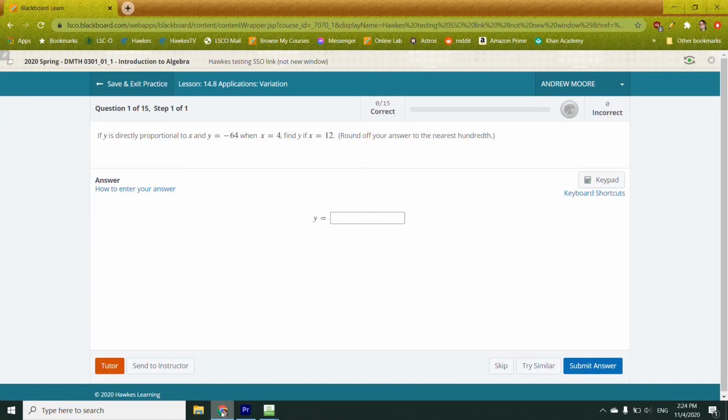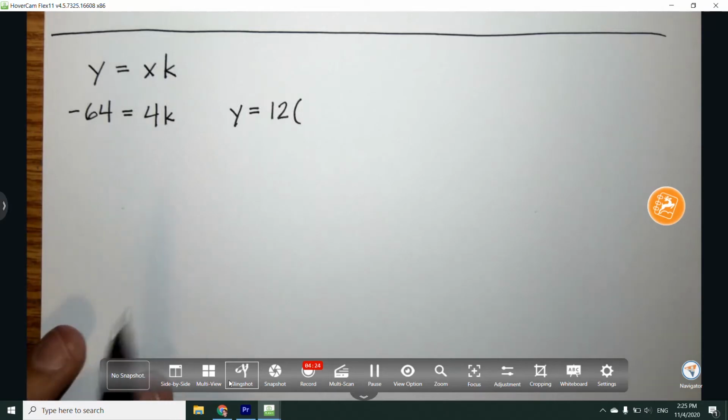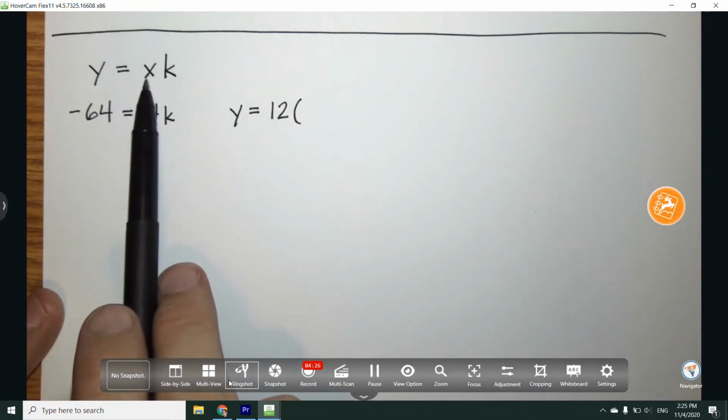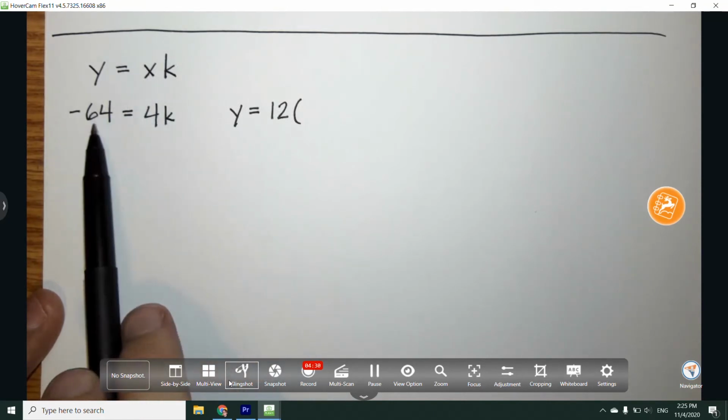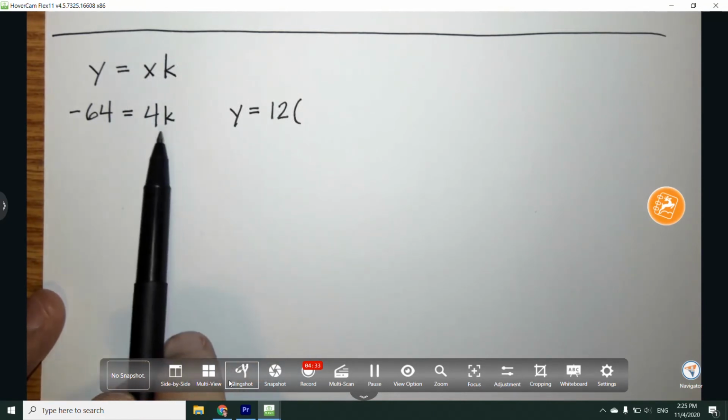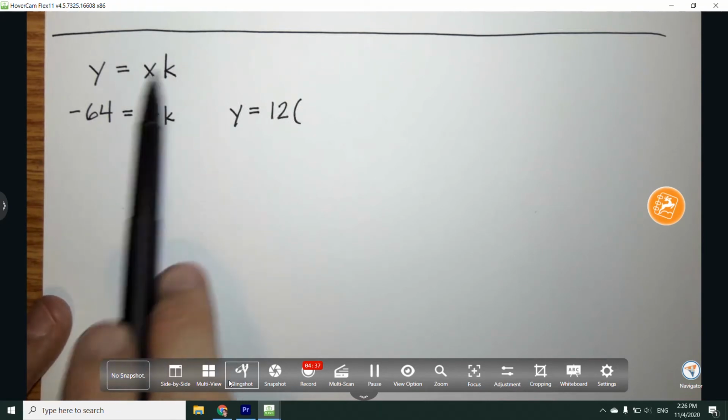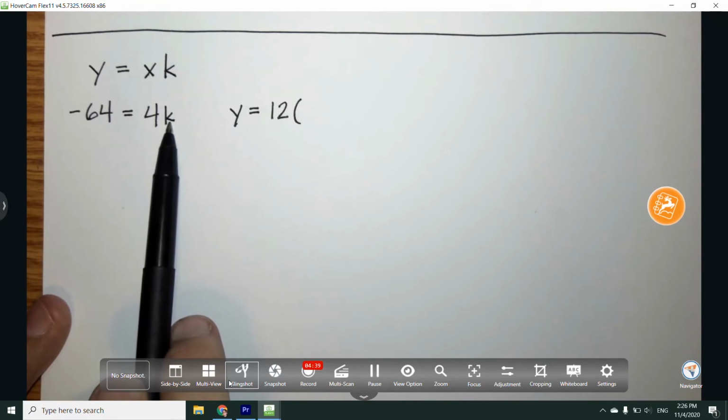If y is directly proportional to x, and y equals negative 64 when x equals 4, find y if x equals 12. And we're going to round our answer off to the nearest hundredth. So it says y is directly proportional to x. And then it says if y equals negative 64 and x equals 4. Okay, so the first thing we have to solve is what is k actually equal to?